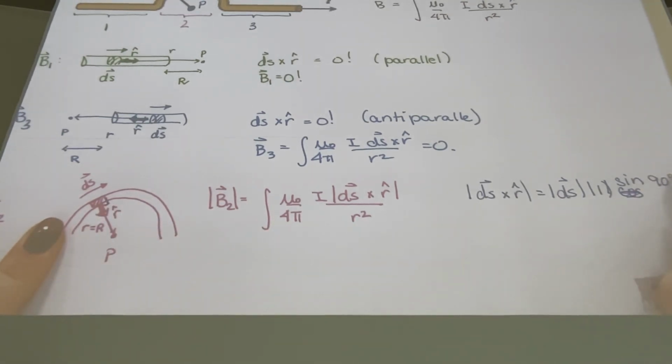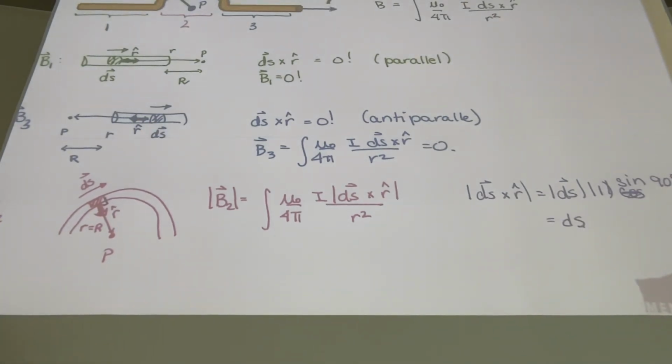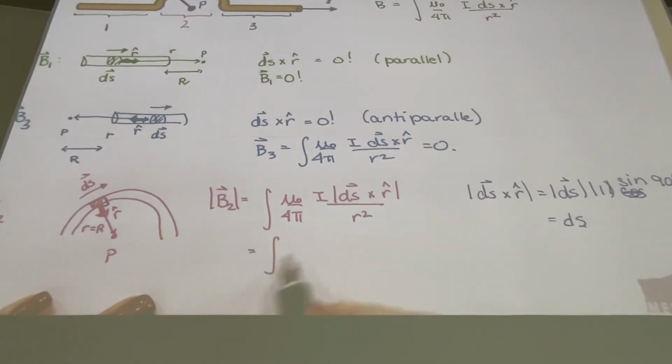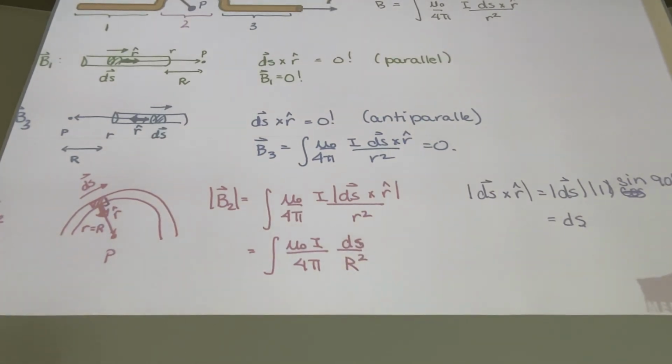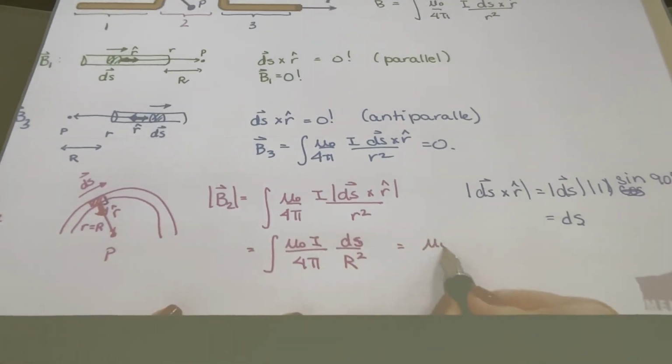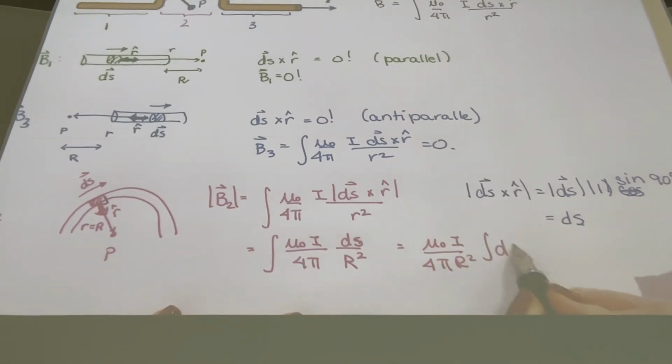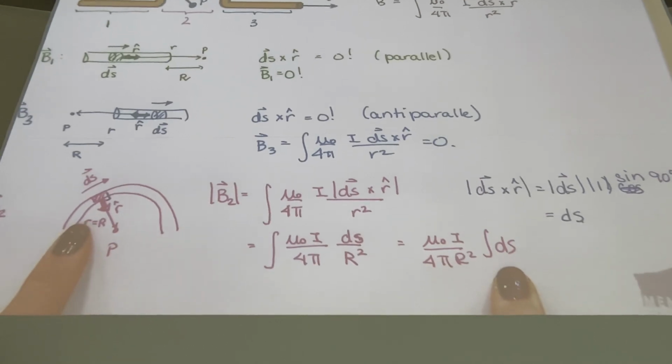Sine 90 degrees equals this. Okay, so I've simplified my ds cross r hat. So my B2 is the integral of mu naught I over 4 pi ds over r squared, where r is the radius of the circle. You can take the constants out front of the integral: mu naught I over 4 pi r squared times the integral of ds. This is something we did in our previous problem.